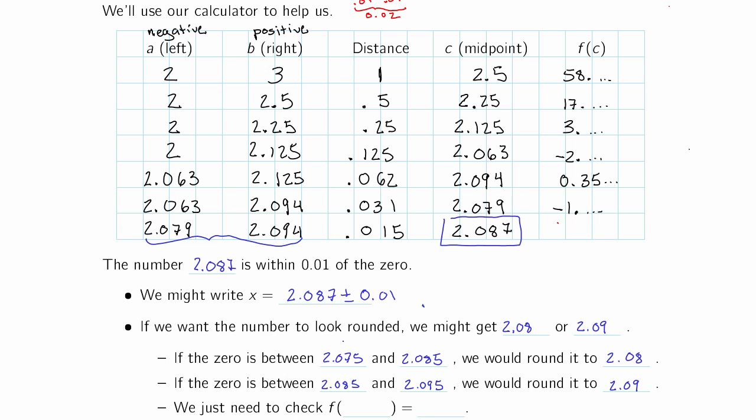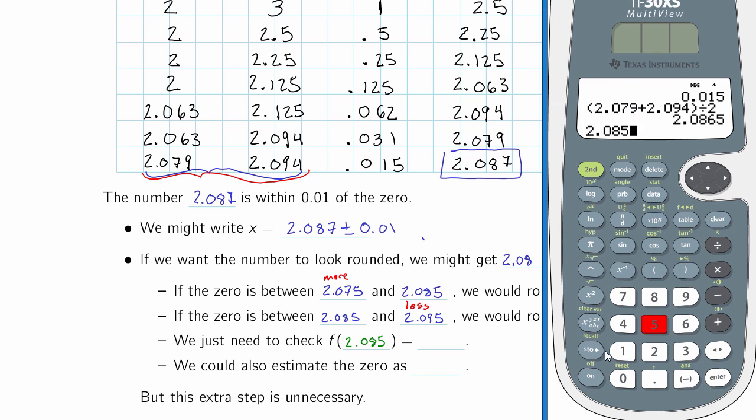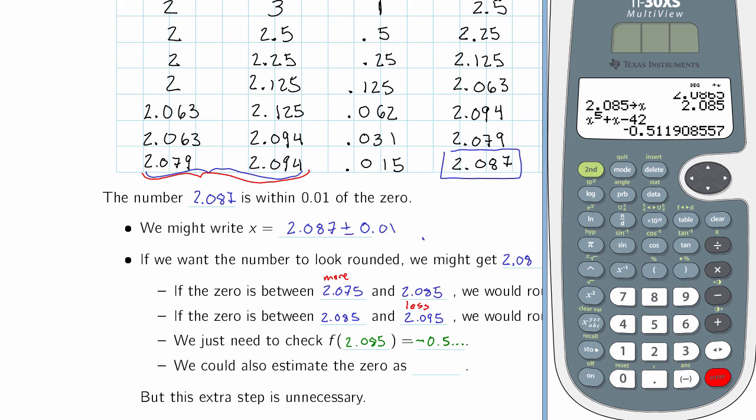And we know that our 0 is more than this, and that it's less than this, based again on the endpoints that we already used. So if we want to know which of these to choose, we just need to see what is f of 2.085. And we can do that on the calculator pretty easily. Just put 2.085 into our x and throw it into that polynomial. And we see that that's negative 0.5 something. So that would be a left end. Our 0 we would estimate as 2.09 if we want to make it look rounded. 2.09 would be the correct rounded number, not 2.08.